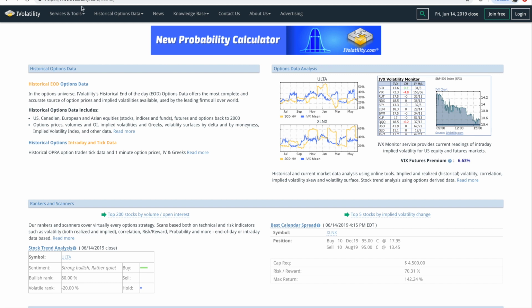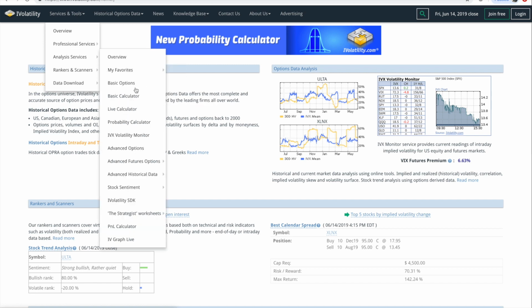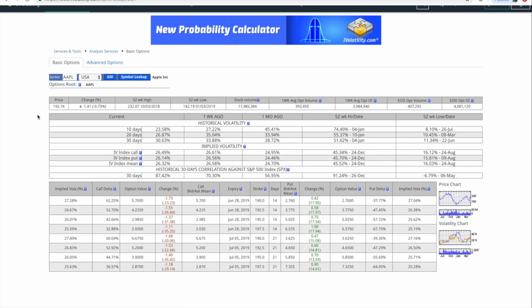All right, so we've navigated to ivolatility.com. This is the landing page that you come across when you look it up. What you want to look for is, under services and tools, you can go to analysis services and go to basic options. So when you're looking at this website, what do all these numbers mean? The really important thing to focus on as an option buyer, and also if you're selling, this can be very helpful. But let's focus on the buying side.